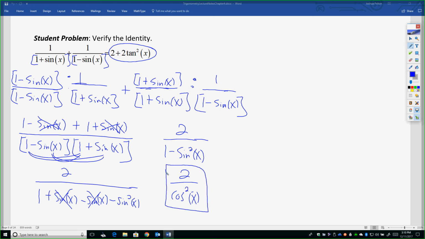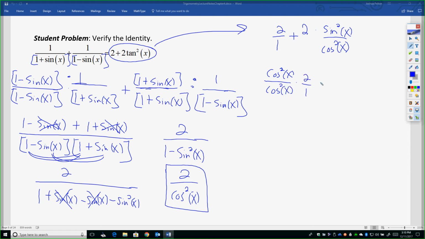So that's pretty close to what we have. We need to combine the circle now. So we'll move this over to here. So that's 2 over 1 plus 2 times sine over cosine. Alright, so we need common denominators, which in this case is cosine squared. So I'm going to multiply the top by cosine squared and the bottom by cosine squared. Okay, now we have common denominators.